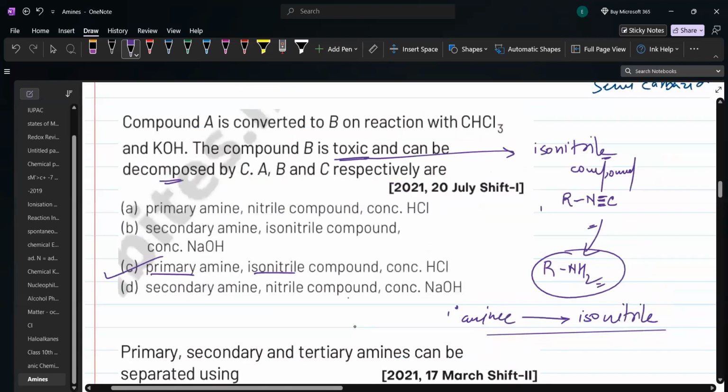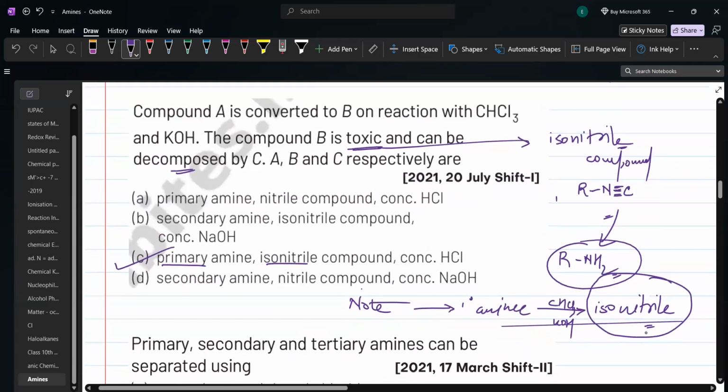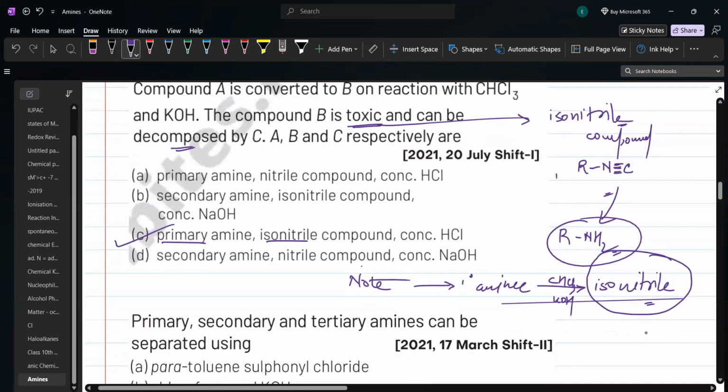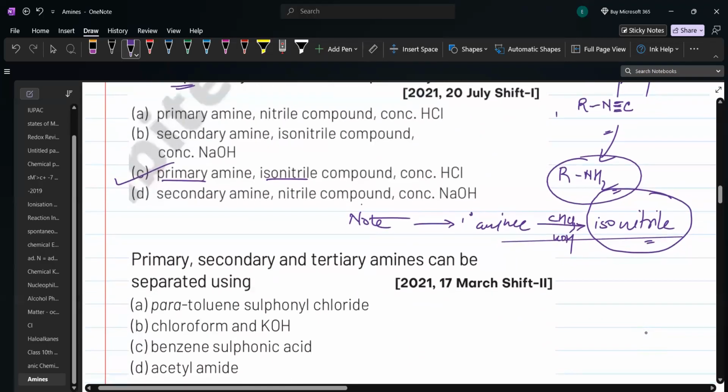Just note this. 1 degree amine gives isonitrile in presence of CHCl3 and KOH. And the specialty of isonitrile is it is toxic in nature. That is it.